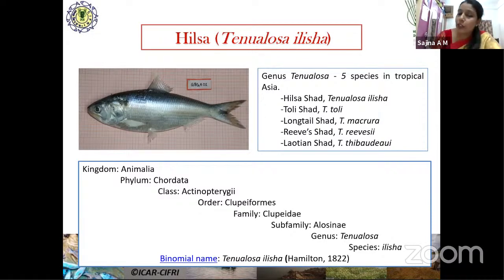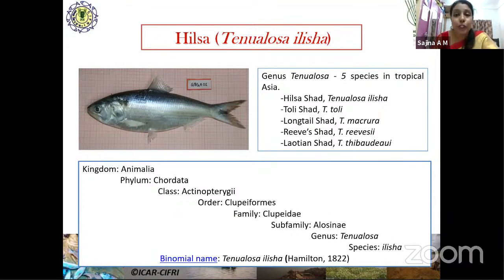Under the genus Tenualosa, there are 5 species recorded, such as Hilsa shad, Tenualosa ilisha, Tenualosa toli, macrura, reevesii, and thibaudeaui. Among these 5 fishes, the Hilsa, that is Tenualosa ilisha, and to a certain extent Tenualosa toli are commonly available in the Indian waters. Except Hilsa, all the 4 species have very narrow distribution, and they are also anadromous, but the extent of their anadromy is difficult to assess, as most of their life histories are largely unknown.